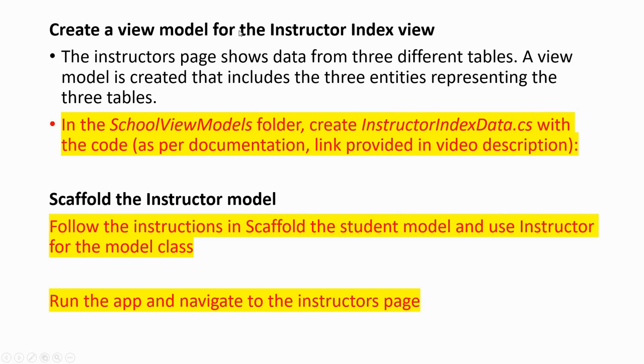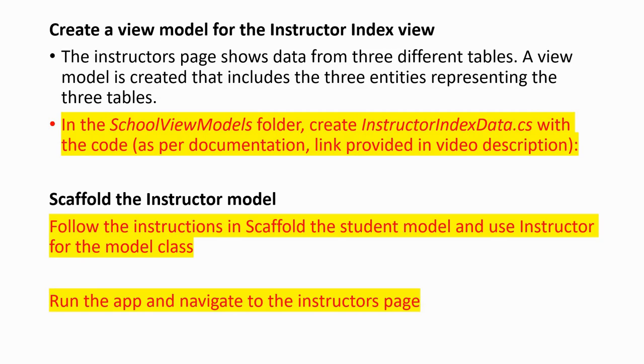Now we will create next the view model for the instructor index view. Now the instructor page shows data from three different tables. A view model is created that includes the three entities representing the three tables. Okay, so following my earlier instructions on the SchoolViewModels folder, we'll create the InstructorIndexData.cs with the code as per the documentation.